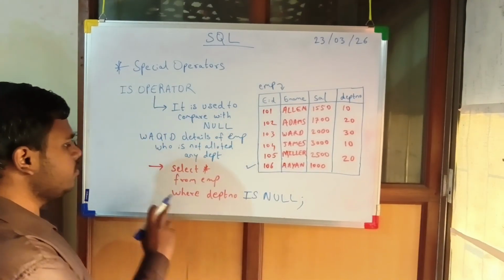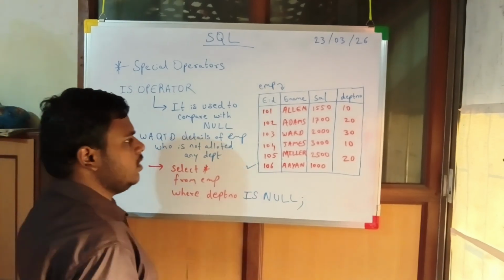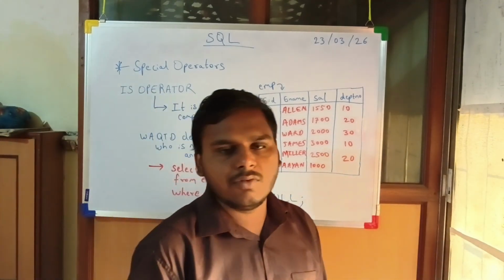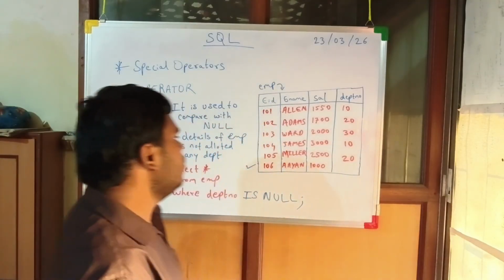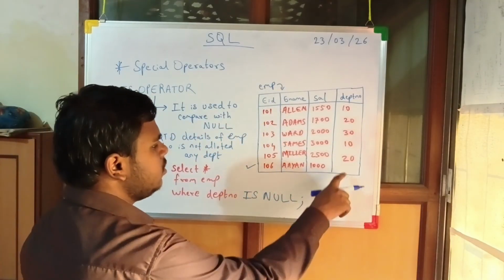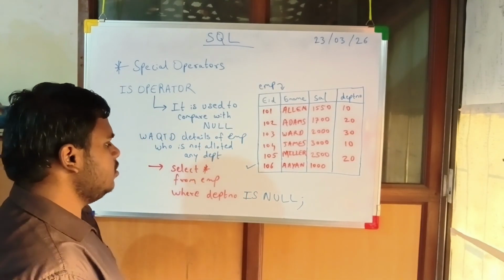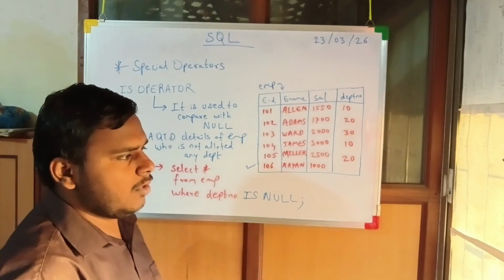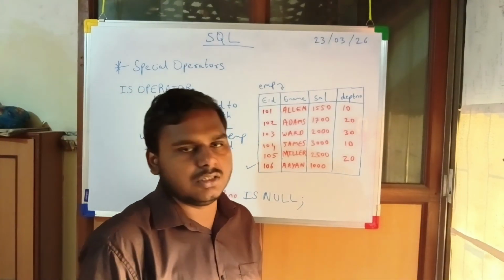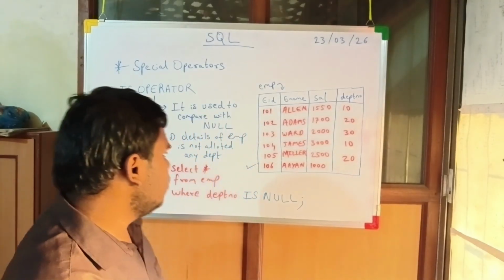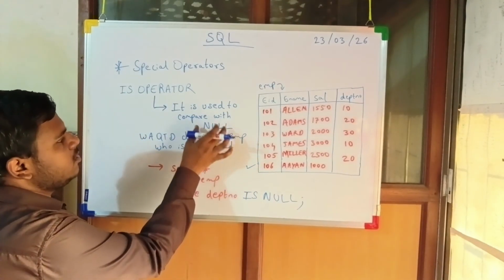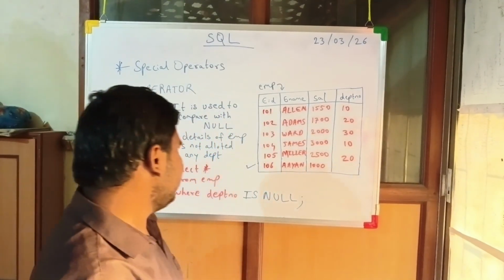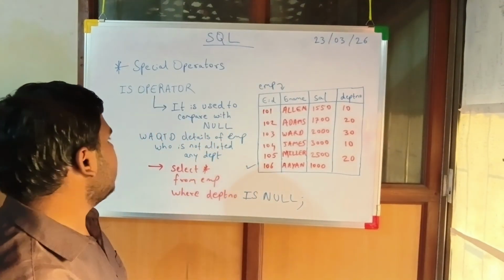How? The where clause will filter the condition where department number is null. It will check each and every department number, row by row, and the 6th record is satisfying the condition. The column name, department number, then the is operator, then null or not null, whichever I need to mention. The is operator is used to compare with null only. So this is how the is operator works.